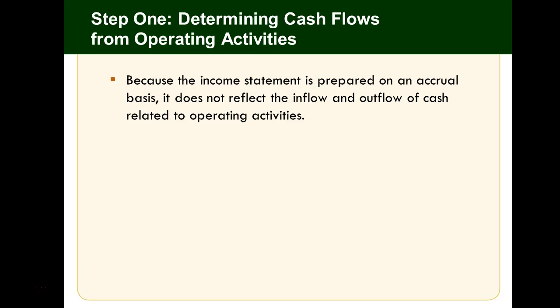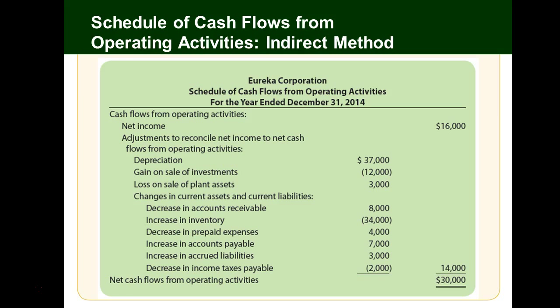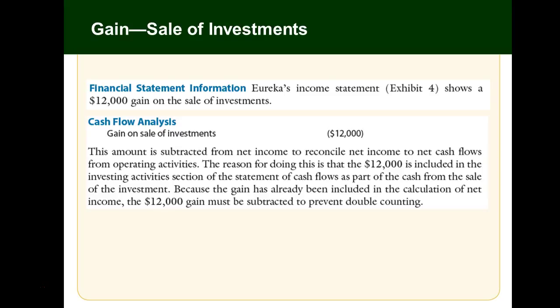So what we'll do here, we've done the operating. We're now going to look at the investing piece. On the financial statement with Eureka, it shows they had a $12,000 gain on the sale of investments. What happens when there's a sale of investments? Our cash increases, doesn't it? So when there's a gain on the sale of investments, we actually increase our cash.